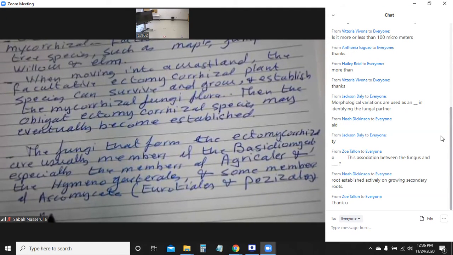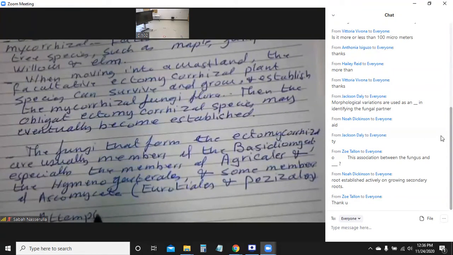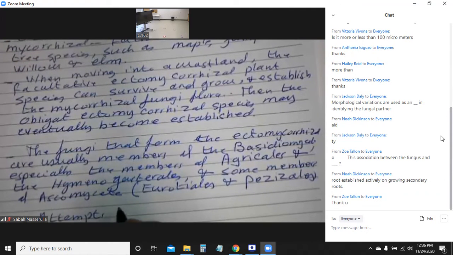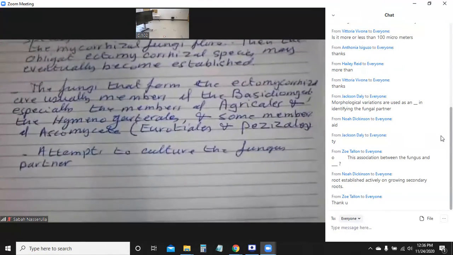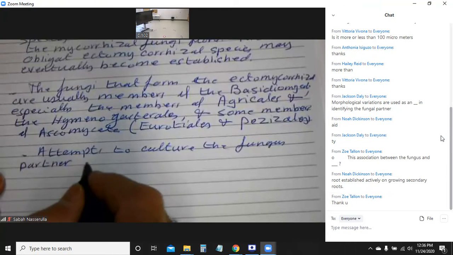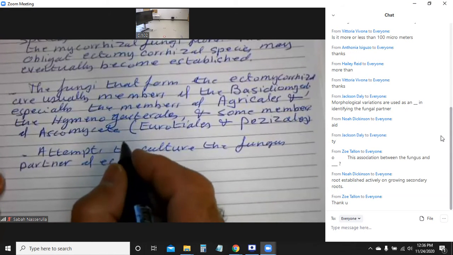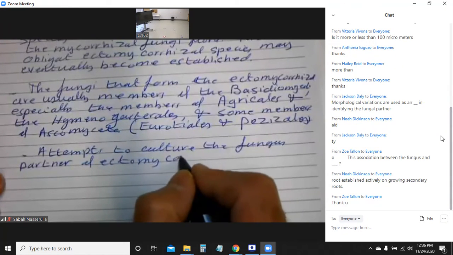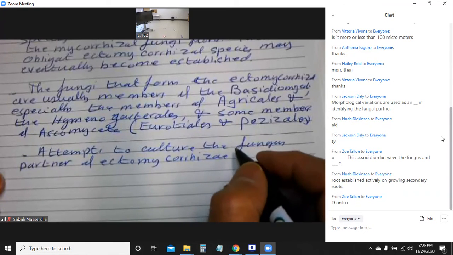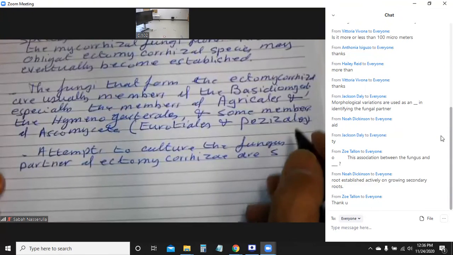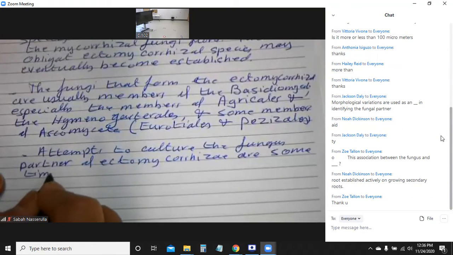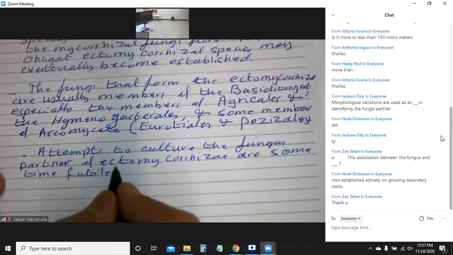Now, attempts to show how much these fungi are dependent in reality on the host: attempts to culture the fungus partner of ectomycorrhizae are sometimes futile.